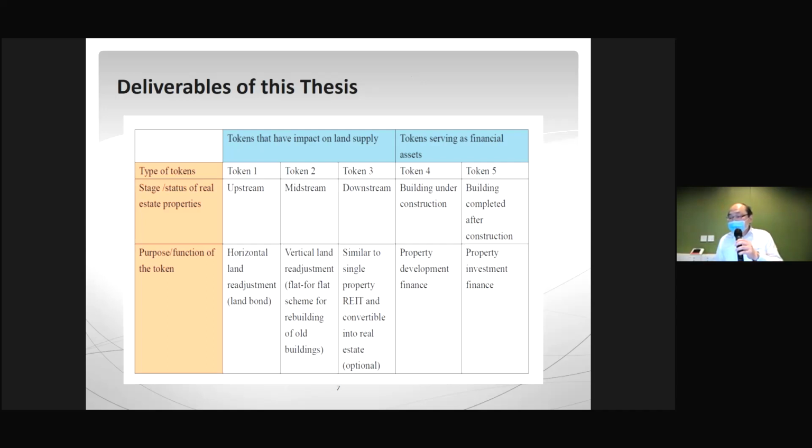The first one is about land readjustment, the land bond: how to use the land bond to consolidate the land and allow the development of land. The second one is about the flat-for-flat scheme for the development of old buildings. The third one is the real estate token to tokenize a building which is already built. The fourth one is property development finance, for the real estate developer to obtain finance for development of projects. And the fifth one is property investment finance, similar to a REIT, a token bond REIT. It concerns the tokenization of a building which is for rental income.